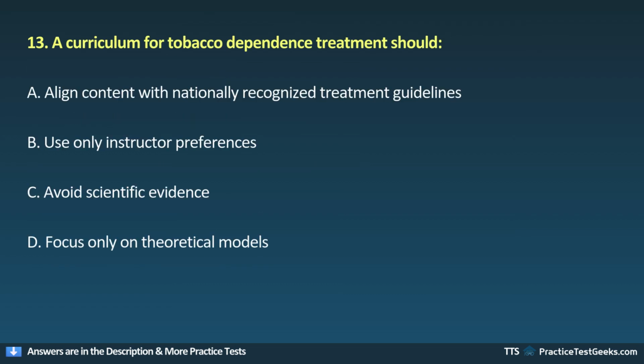13. A curriculum for tobacco dependence treatment should: A. Align content with nationally recognized treatment guidelines. B. Use only instructor preferences. C. Avoid scientific evidence. D. Focus only on theoretical models.